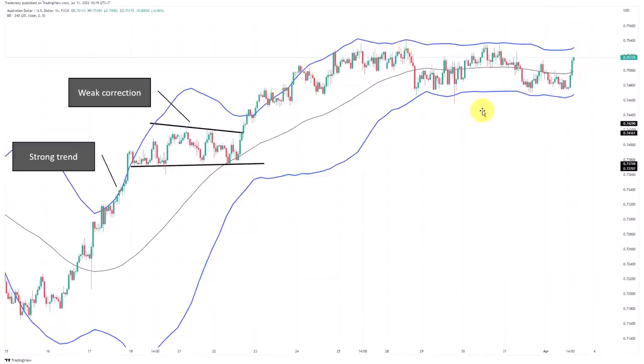And then we are now in another contraction period. The Bollinger Bands are coming close together, which shows you that the market is in a sideways period. Now it's about evaluating what the market is going to do next. Is the market pushing higher, continuing the uptrend, or is the market reversing and pushing into a new downtrend?